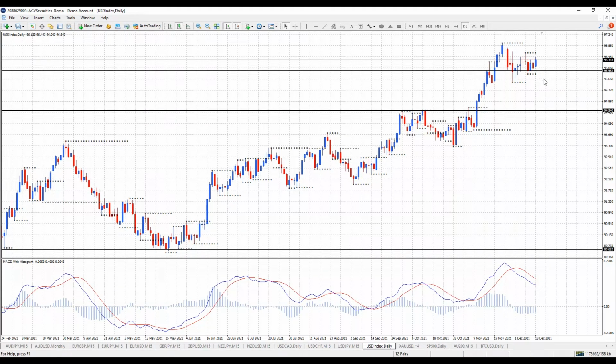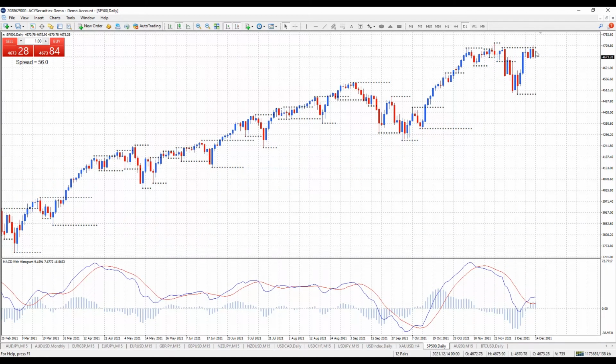If this moves back below this level of support, this could move down to the next level of monthly support at 94.54. If that happens, the Aussie dollar will move up. So with that being said, just before I go to the Aussie, I wanted to bring up the S&P 500 day chart. We had a very negative day yesterday, up at the all-time high, or very close to.